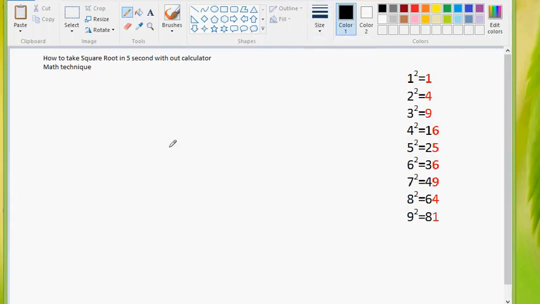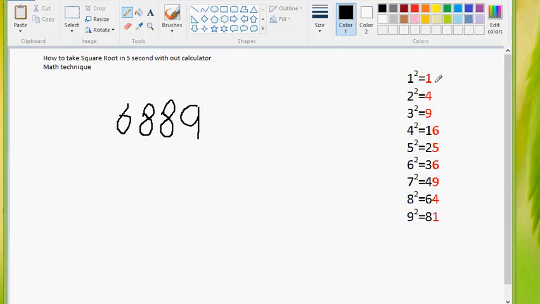Suppose you are in an exam, and you are given the number 6889, and there is no calculator. You are not allowed to use a calculator. How can you take the square root without a calculator? If you have the number 6889, first see the last digit, it's 9.